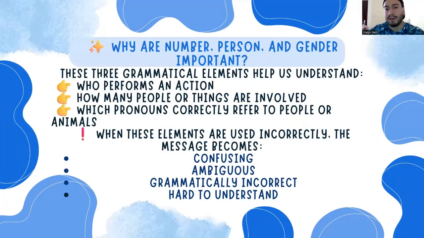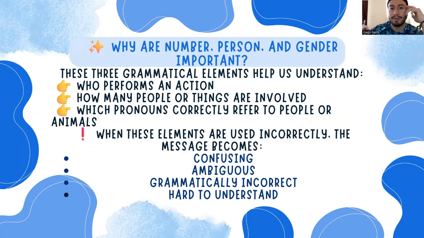I'm going to explain how the incorrect use of number, person, and gender in English can affect the clarity and understanding of a message. These three elements are essential because they help listeners identify who is doing the action, how many people or things are involved, and which pronouns correctly refer to them. Therefore, when they are used incorrectly, the message can become confusing or even completely misunderstood.